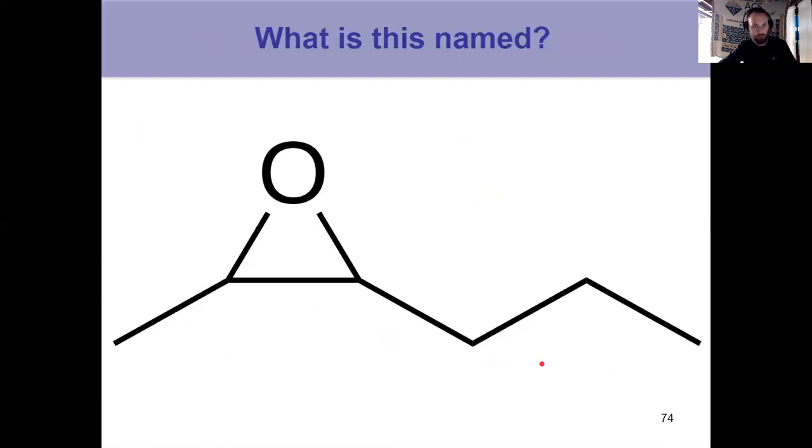One right here for practice. I recommend you pause the video, try and get the name. And hopefully you came up with 2,3-epoxyhexane in this situation, 2,3-epoxyhexane. So that's first reaction, addition of a peroxy acid to an alkene to form an epoxide.